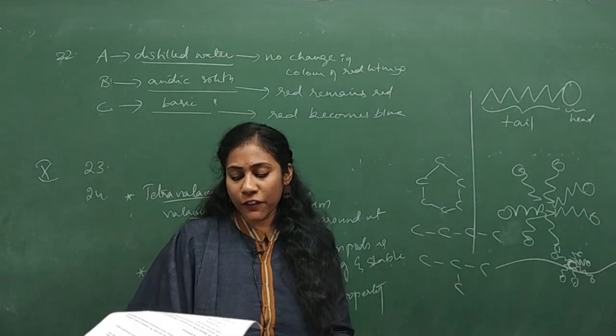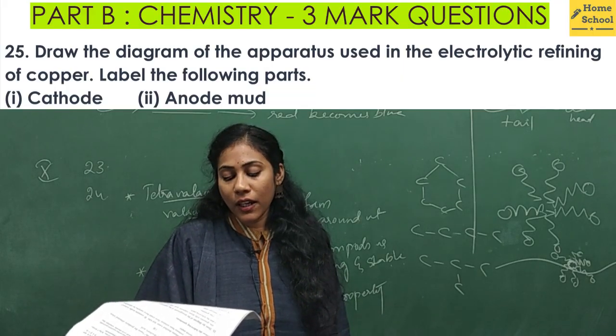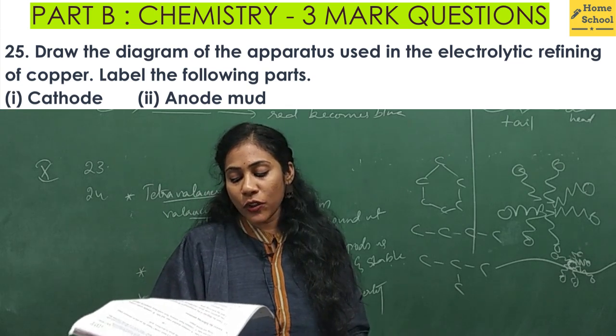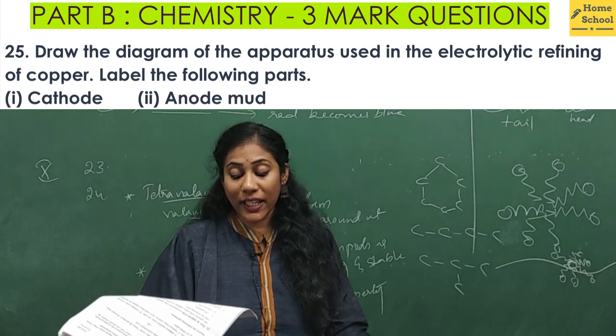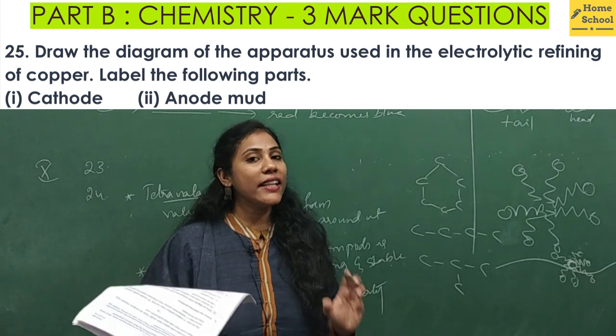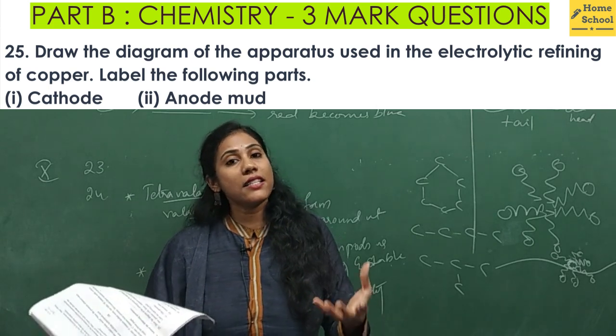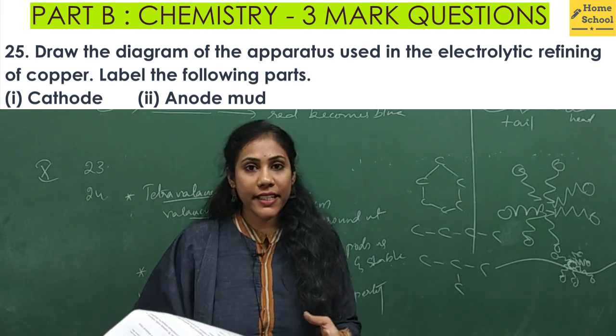And the 25th question is again a diagram, electrolytic refining of copper, where you should mention the following parts like cathode and anode mud, right? So that diagram is also very important. It is the last diagram from the chapter metals and non-metals. You can refer to the textbook.